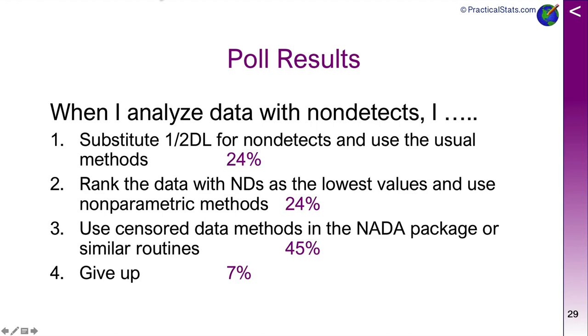So you should see here that it looks like not quite half, 45% of people said that they would analyze the data using the NADA package or something similar, and that's great. That would not have been that high of a percentage 5 years ago or 10 years ago, even though the package existed back then. So I'm glad the message has gone out. And then about a quarter of the people substituted 1/2, and a quarter of people used non-parametric tests. Both of those have issues compared to using the things we're going to talk about today.